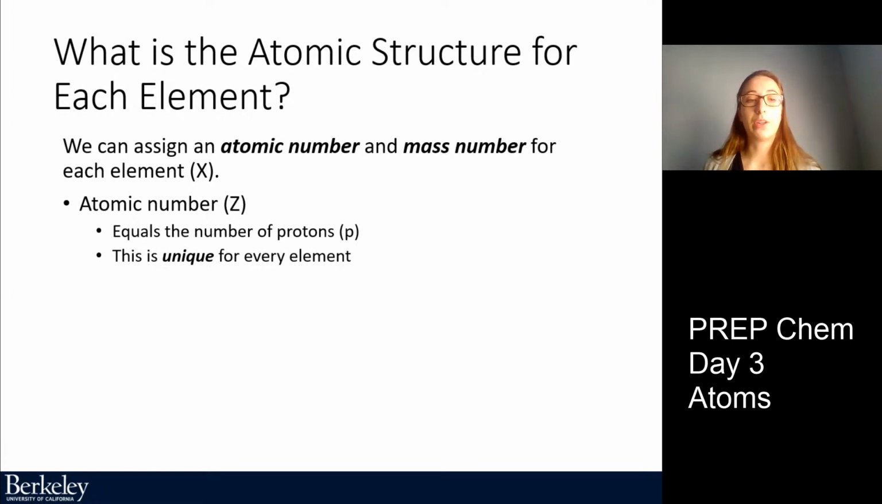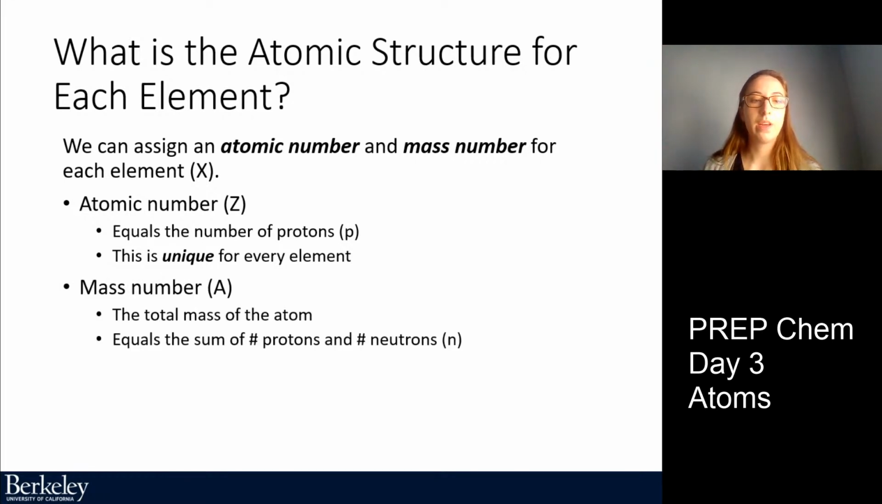So the atomic number, which is also called Z, equals the number of protons. The atomic number is unique for every element. No two elements have the same number of protons. The mass number, which is called A, is the total mass of the atom. Since electrons have a very small amount of mass, usually we can calculate the mass number just by summing the number of protons and neutrons in the element.